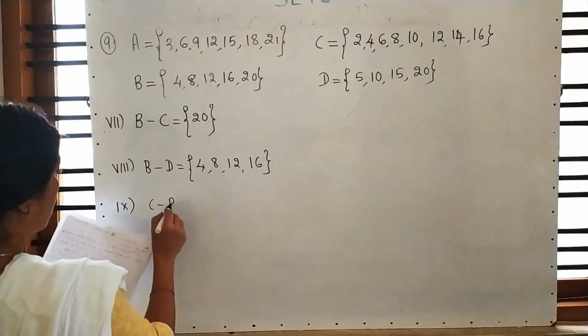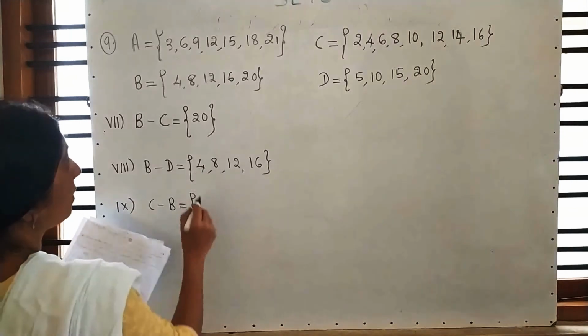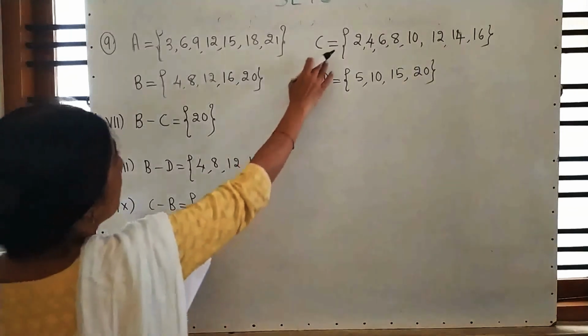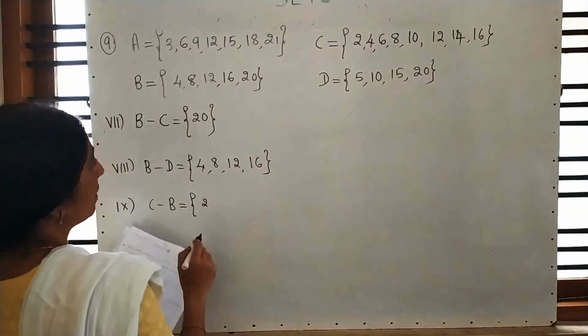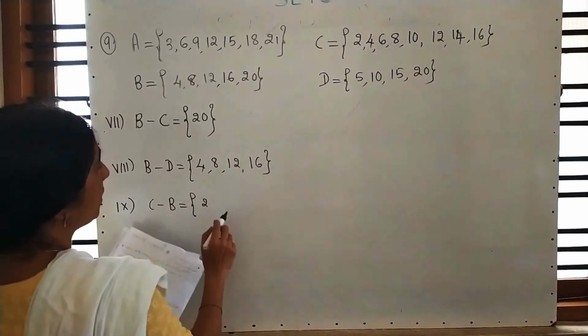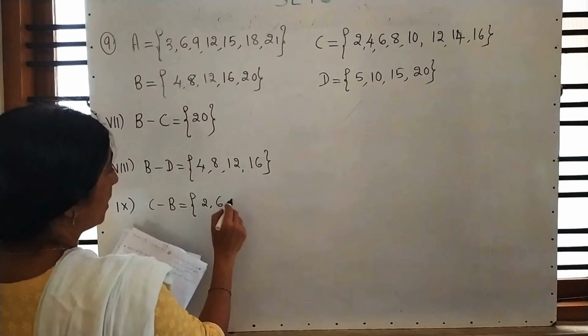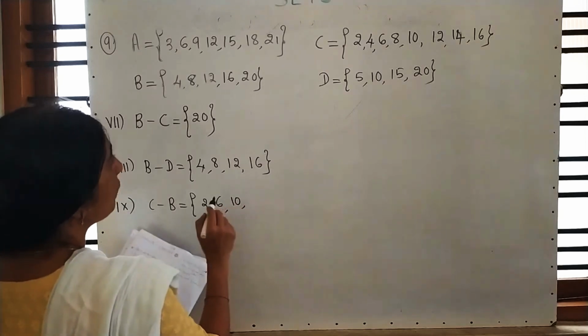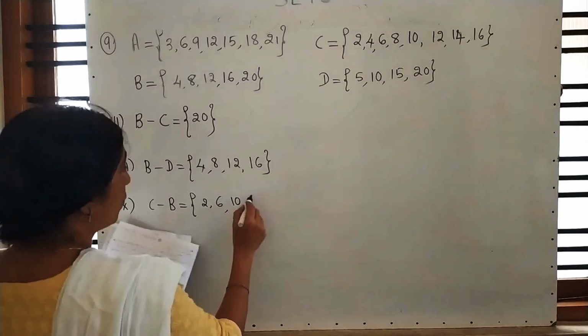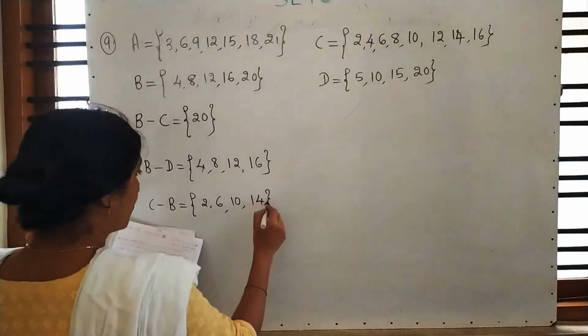Next, 9th one. C minus B. Start with C. 2 is present in C, not in B. Next, 4 is present, 6 is not present, 8 is present, 10 is not present, 12 is present, 14 is not present, 16 is present.